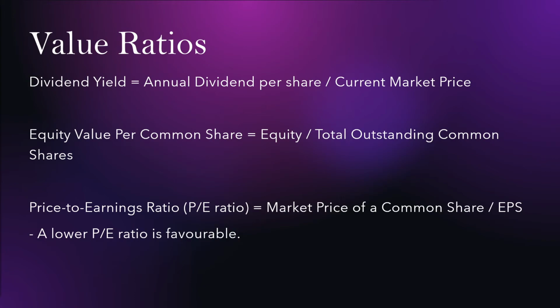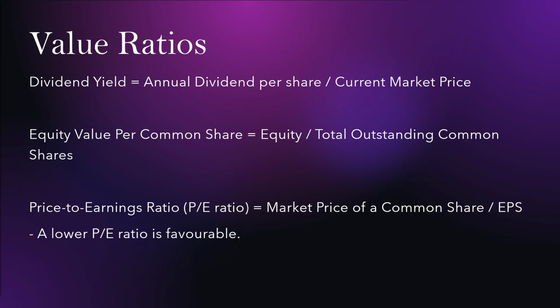Now, some other value ratios include the dividend yield. This is very straightforward, and I'm sure all of you know what it is. But if not, it is just your annual dividend per share divided by the current market price of the stock. Now, equity value per common share is equal to the equity divided by total outstanding common shares. Pretty straightforward there as well.